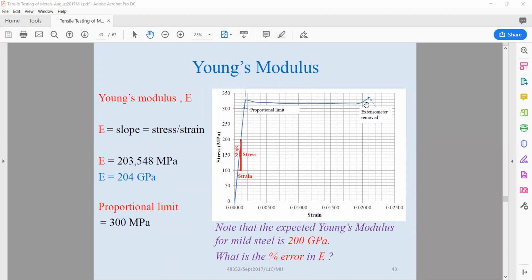The stress strain curve only reached here because we removed the extensometer. So as you see, if you calculate the slope here, which is the change in stress over change in strain, you will see the modulus of elasticity or Young's modulus, which is around 200 GPa for steel. And you can also find the proportionality limit of the sample where the linear behavior changes.